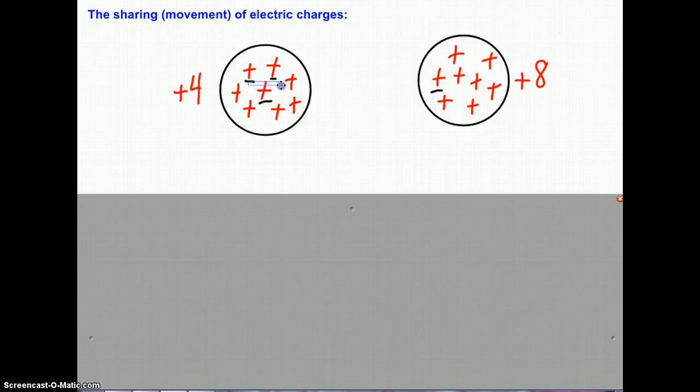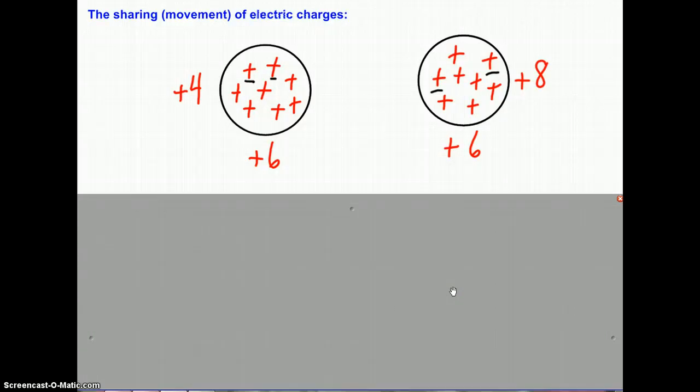If we take and move another electron over to the right, the one on the left now has 6 positive charges. The one on the right now has 6 positive charges. There's no difference anymore, so electrons stop flowing. So here we see that both objects end up with a net positive 6 charge.